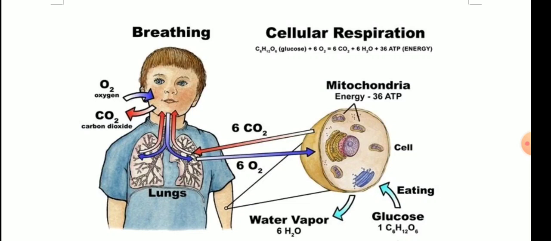In normal conditions, for example, if you are sitting at the moment, not doing anything, just studying, then aerobic respiration is going on. The food present in the cells is being broken down, and oxygen reacts with it and releases a large amount of energy.